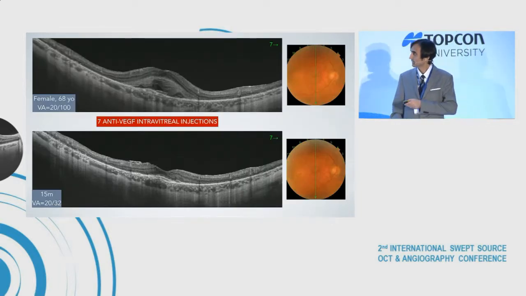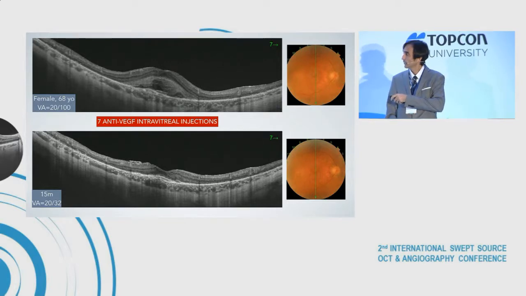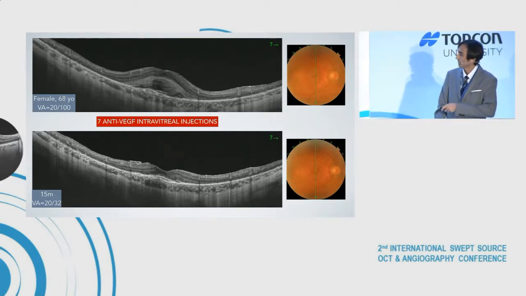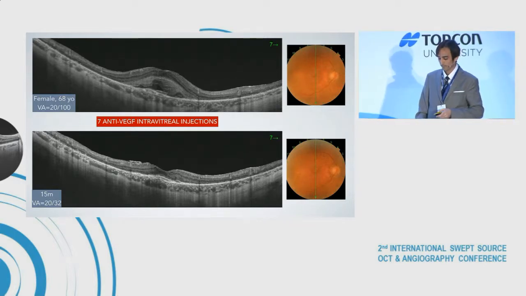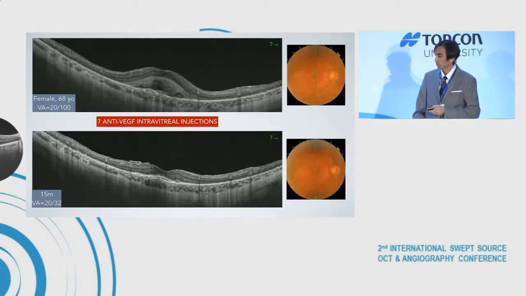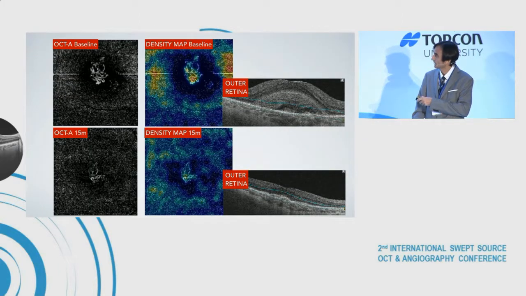A similar case, a type 2 CMV treated with 7 intravitreal injections, with more follow-up, 15 months in this case. No fluid after treatment at this point on B-scan, but the problem is that with B-scan, we don't see the vessels, we don't see the source of the problem. And with the OCT angiography, at the same baseline, density map baseline, a clear regression of the neovascular complex.